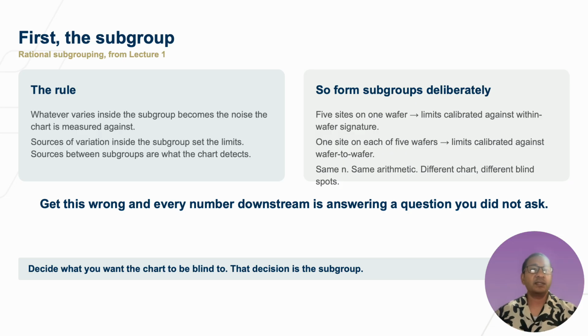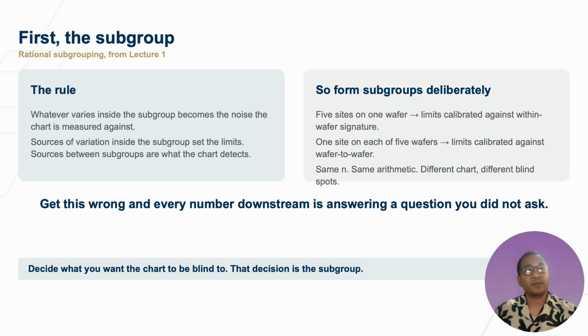Before we compute anything, the subgroup. This is the design decision that determines everything and it is not a statistical question. The rule from last class: whatever varies inside the subgroup becomes the noise the chart is measured against. Sources of variation inside the subgroups set the limit. Sources between subgroups are what the chart detects.